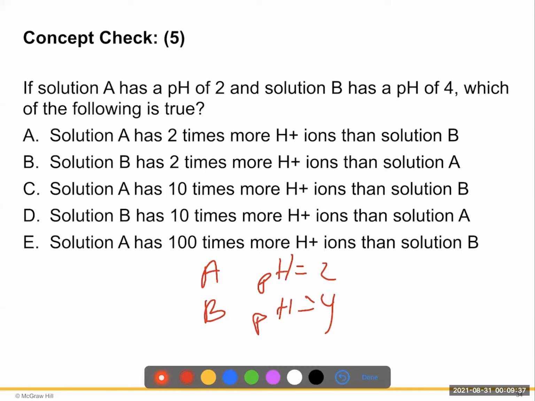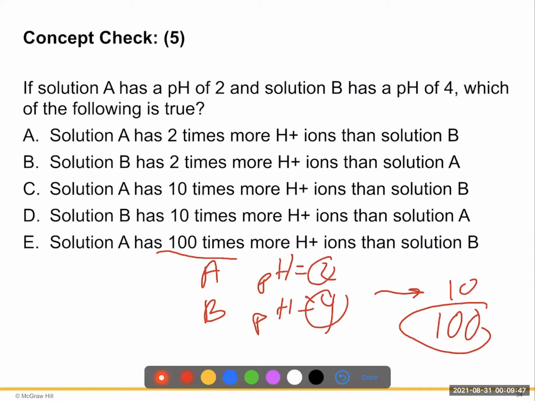Remember, it's increasing by a factor of 2. If you increase by a factor of 1, that's 10. Increase by a factor of 2, that's 100. So solution A has 100 times more. This is 2, this is 4. The difference is a factor of 2, and every integer is a factor of 10, from 2 to 3, 3 to 4. So it's 100 times more H plus ions than solution B has.